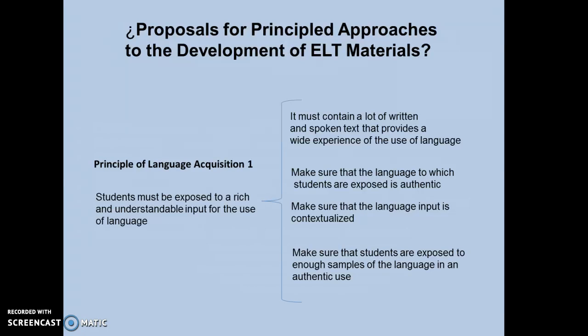language. Make sure that the language to which students are exposed is authentic. Make sure that the language input is contextualized, and make sure the students are responsive to samples of the language in authentic use. This aspect is very important because the authentic environment is necessary for the student to understand the importance of learning English.